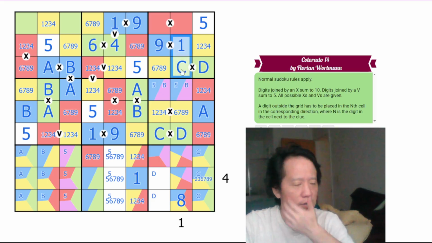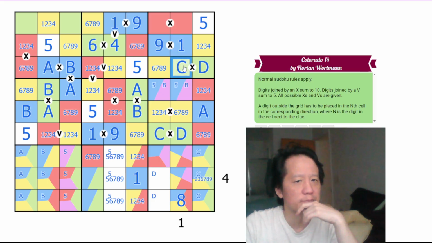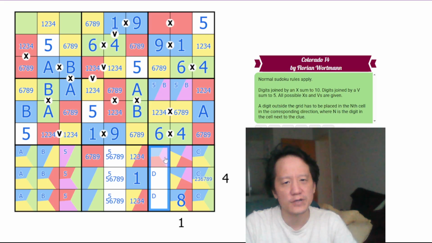So 8's here. This can't be... Okay, so that's interesting. If this is 1, that means this cannot be 4. So this would have to be 6. This would be 4. That would be 6. 4 would have to be one of these 3. Cannot be high 8, so this is 7, 3, which makes this 8 and 2. 3, 7, 2, 8.